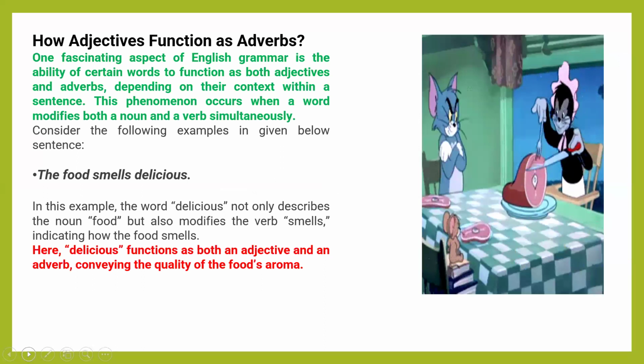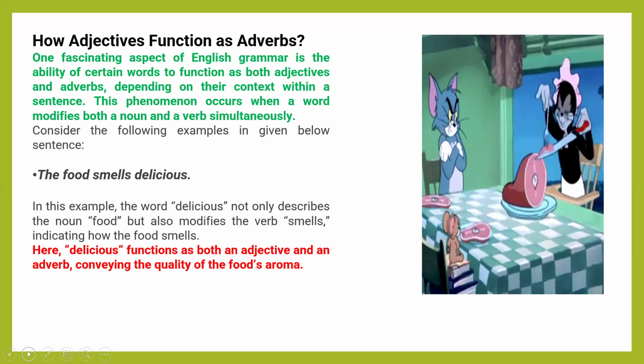How do adjectives function as adverbs? One fascinating aspect of English grammar is the ability of certain words to function as both adjectives and adverbs depending on their context within a sentence. This phenomenon occurs when a word modifies both a noun and a verb simultaneously. Example: the food smells delicious.